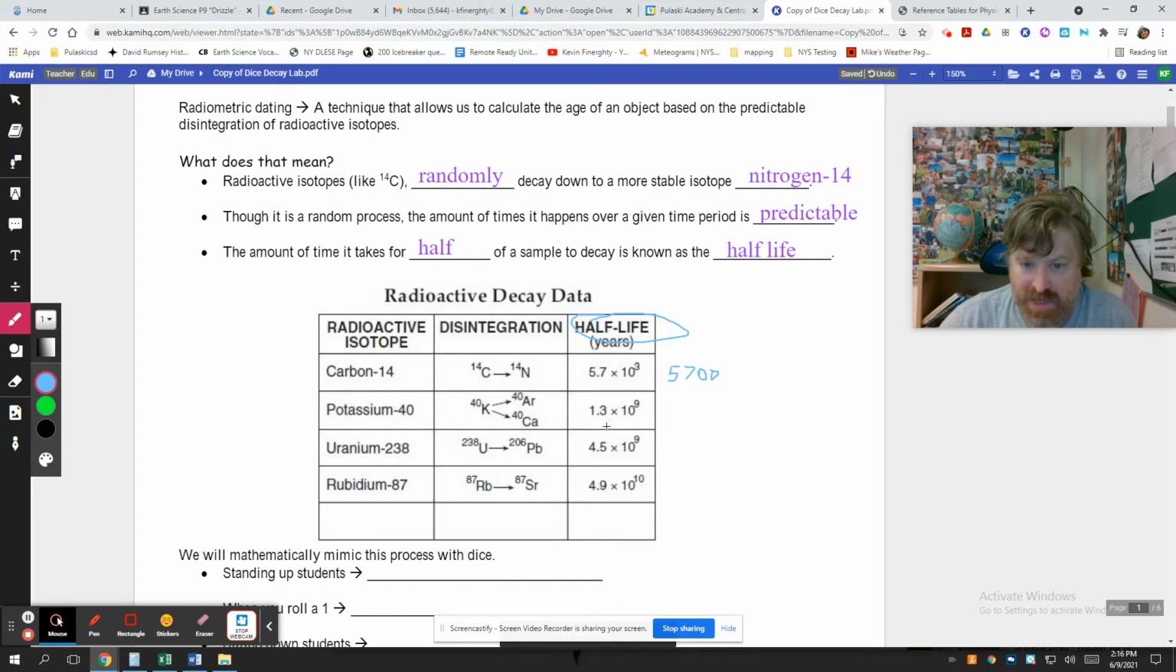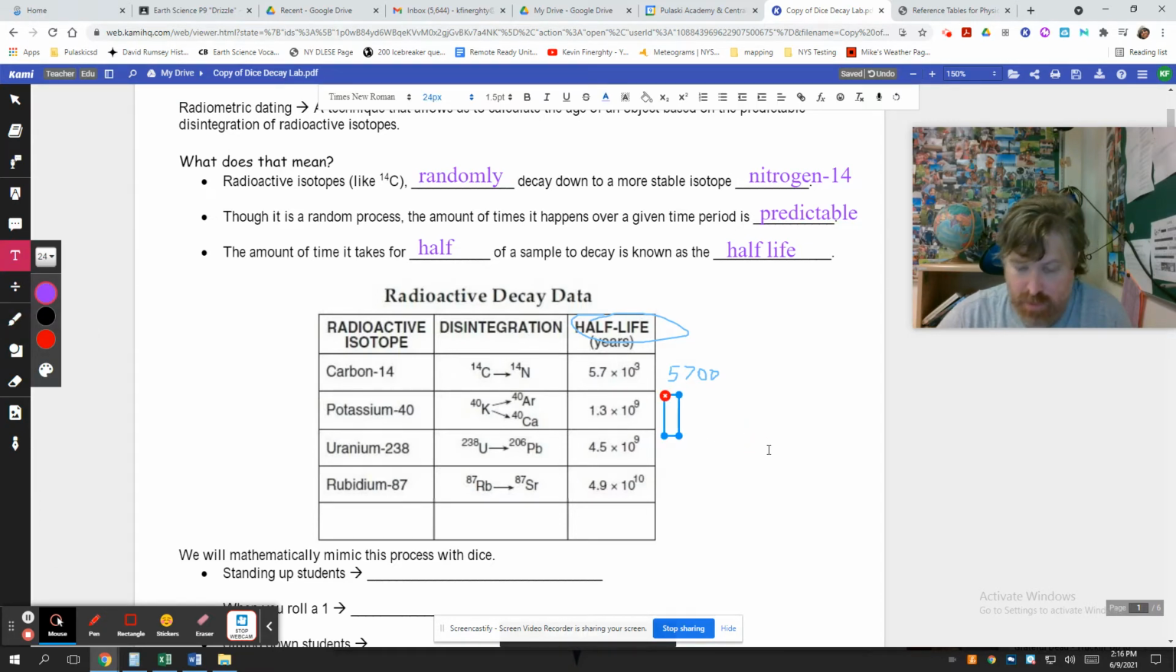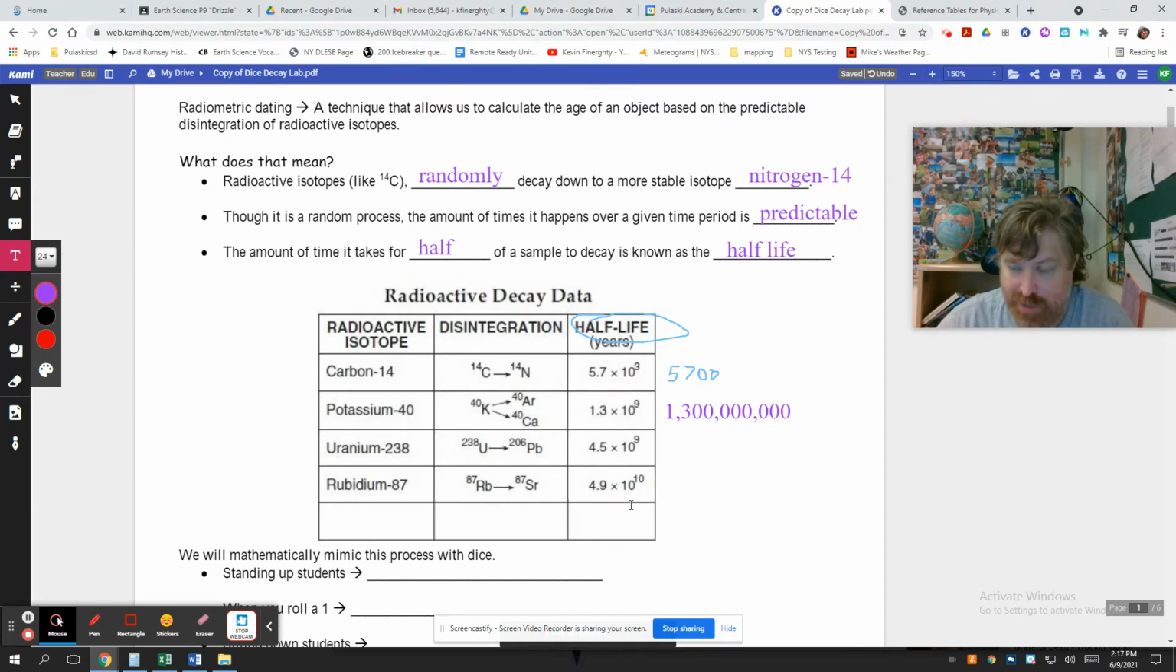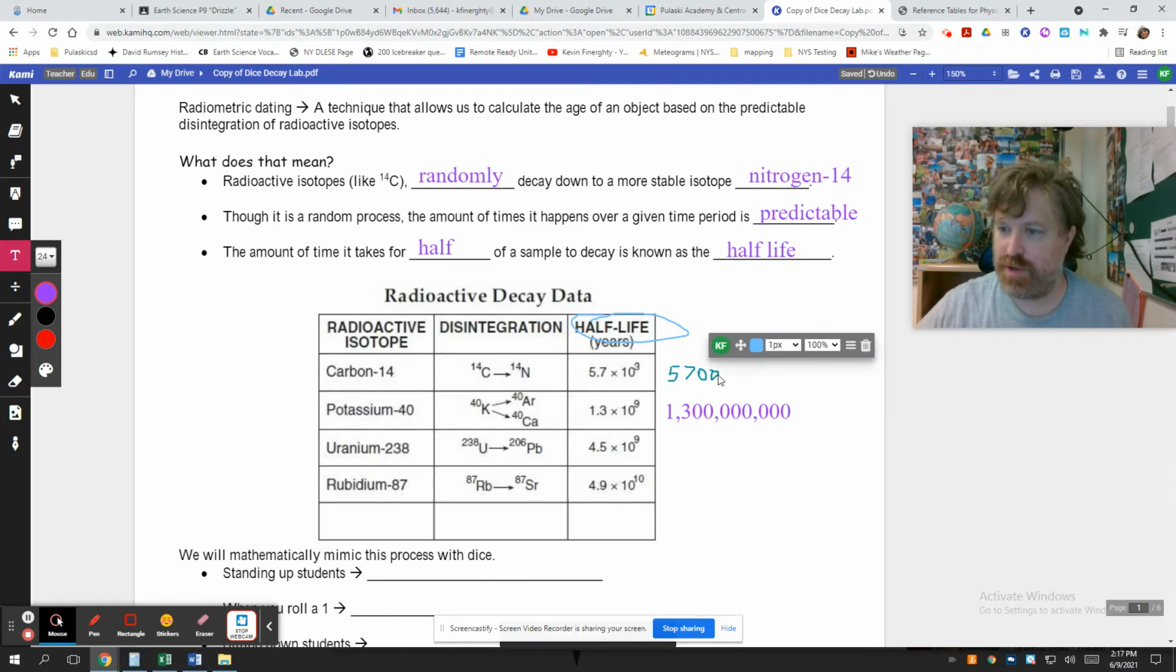This one means grab that decimal and move over 9 times. So that would be, I'm going to type rather than try to write it. That many. How much did it help? 1.3 billion for potassium 40. Okay. These ones are much longer, which is going to be an important idea because 5,700 is not going to be long enough as a measuring tool to measure things that are really old on the planet.